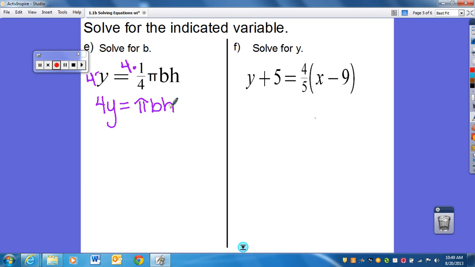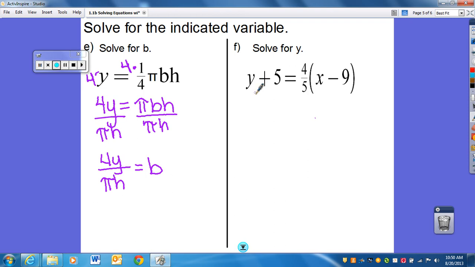bh. Our goal is to get the b by itself, and b is being multiplied by both pi and h. So I'm going to do the opposite operation. Instead of multiplication, I'm going to do division, and I'm going to divide both sides by pi and by h. So my result will be 4y divided by pi h equals b. And now I have the b by itself.